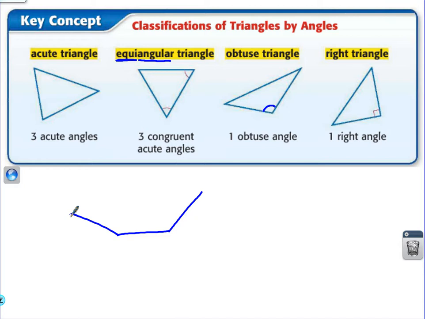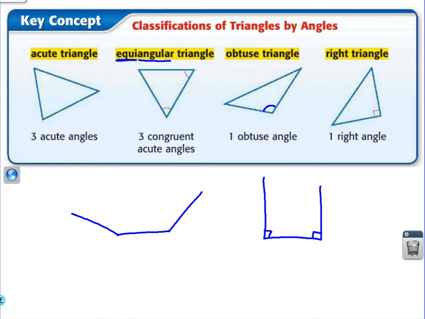A right triangle, the same thing. A right triangle has a single right angle. And I believe it would be impossible to have 2 right angles. It wouldn't be a triangle again. So therefore, a right triangle has 1 right angle. Make sure that you know those: acute, equiangular, obtuse, right.